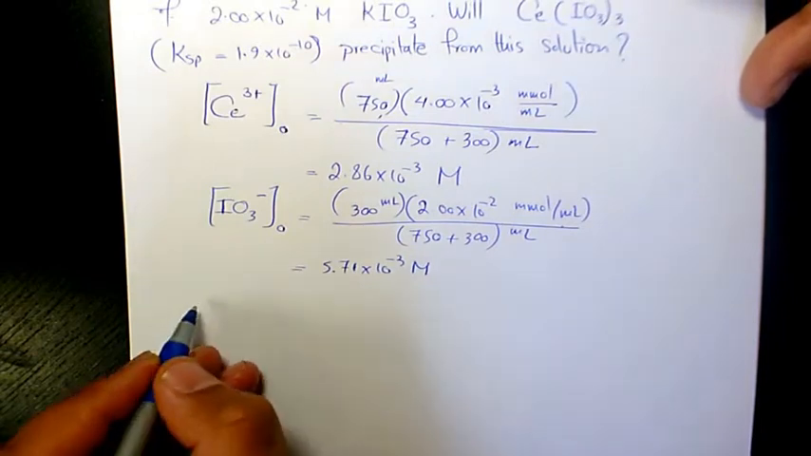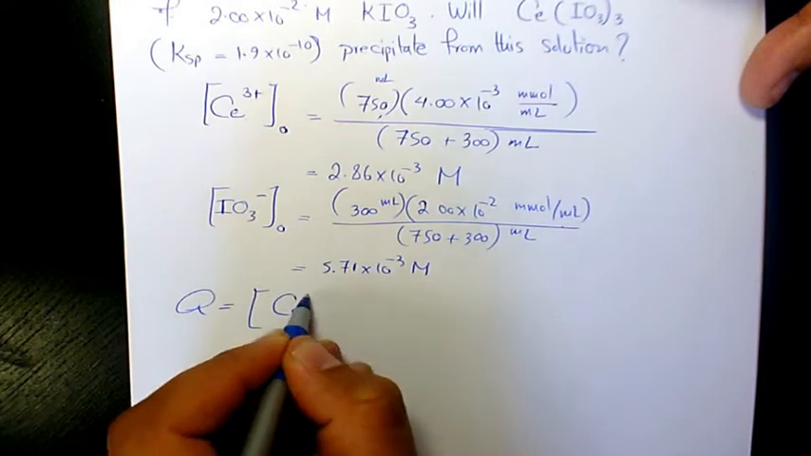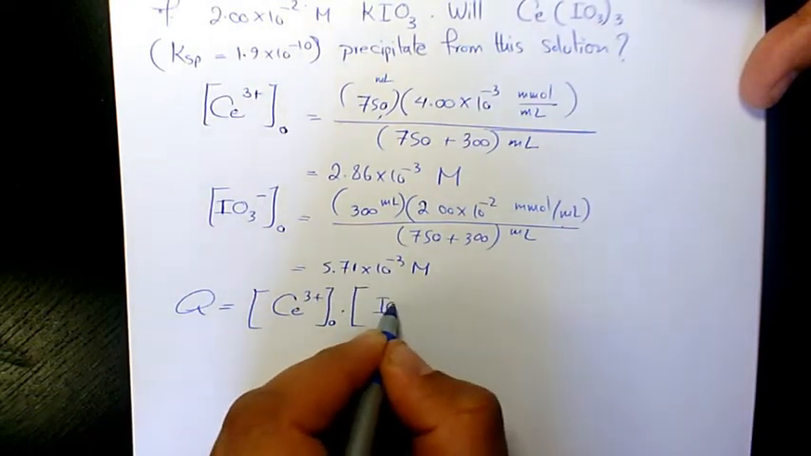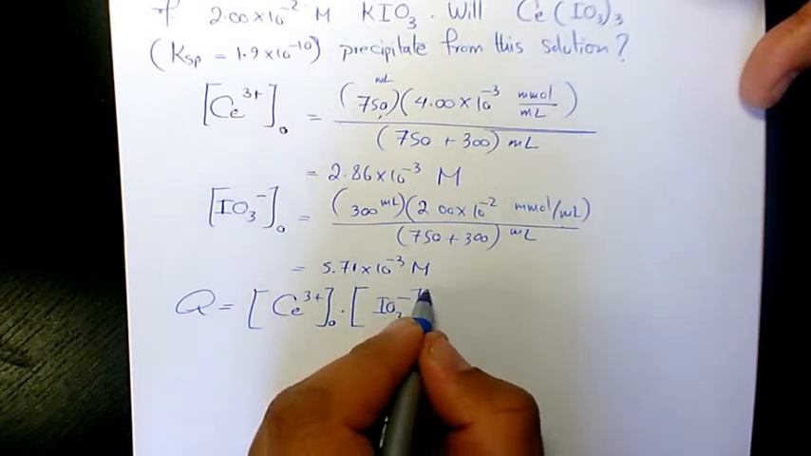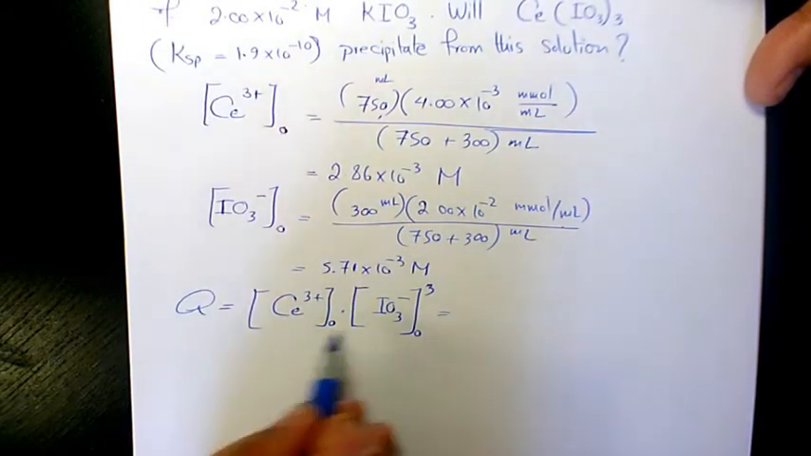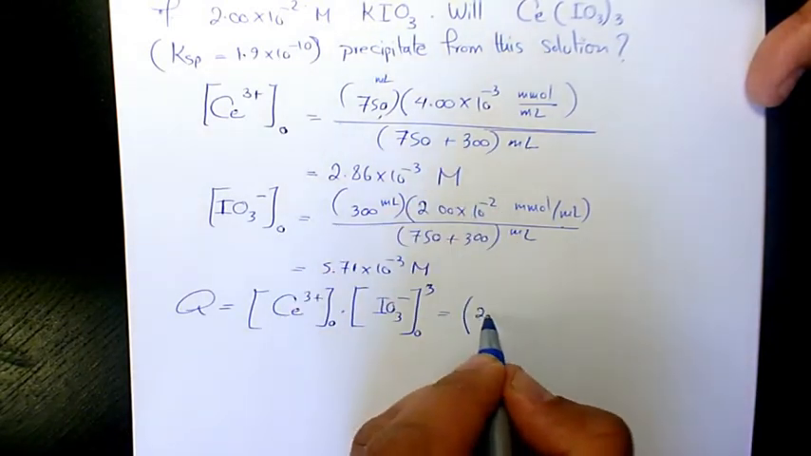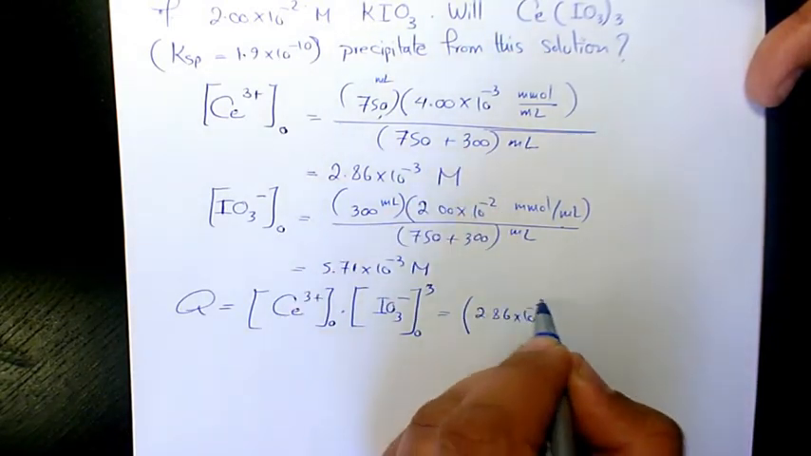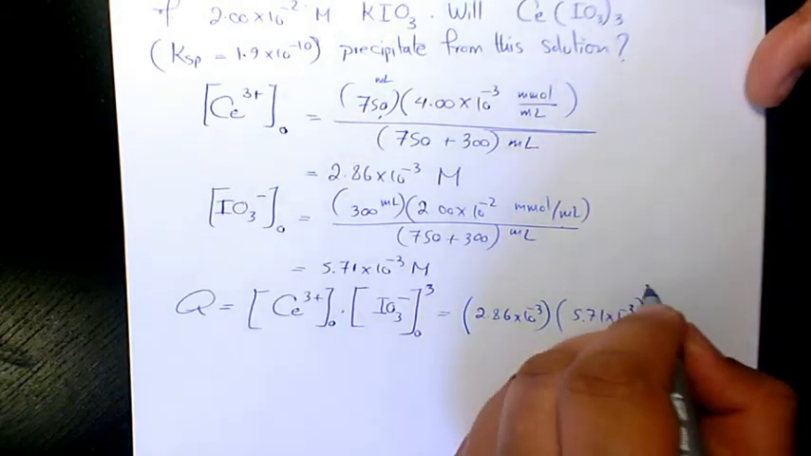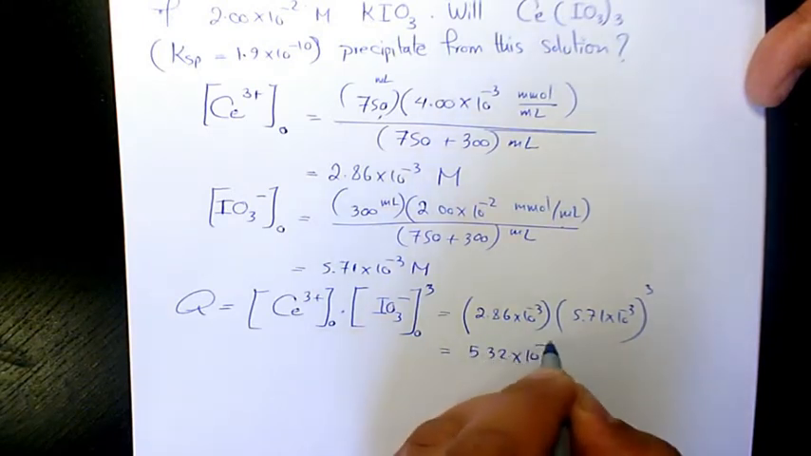We need to have the expression for the ion product. Q equals the initial concentration of cerium times the initial concentration of iodate to the power of 3. That's going to be the cerium concentration, which is 2.86 times 10 to the power of negative 3, times 5.71 times 10 to the power of negative 3, to the power of 3. That's going to be 5.32 times 10 to the power of negative 10.